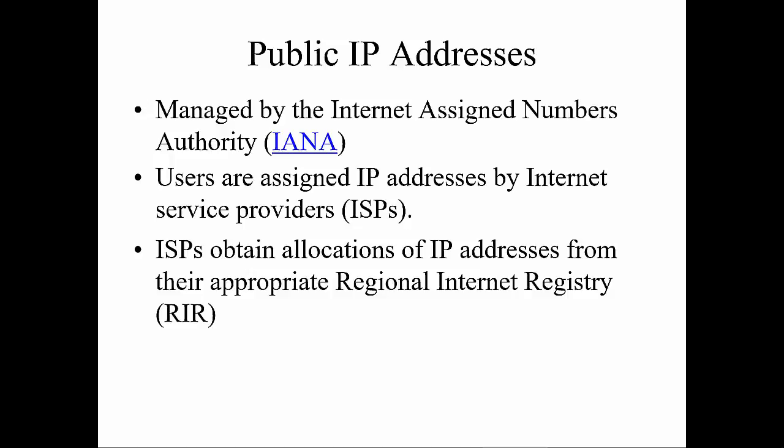So first of all, public IP addresses, how are they managed? In the US, they're managed by the group named Internet Assigned Numbers Authority, IANA. Users are assigned an IP address, normally by the IP provider. Unless you're paying for a static address, home users normally only receive a dynamic address. That means it's an address that may change. Not that it does change, but it may change. The ISPs get their allocation of addresses from their appropriate regional internet registrar.